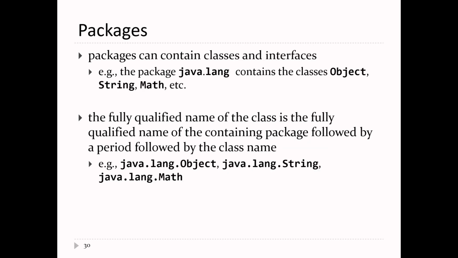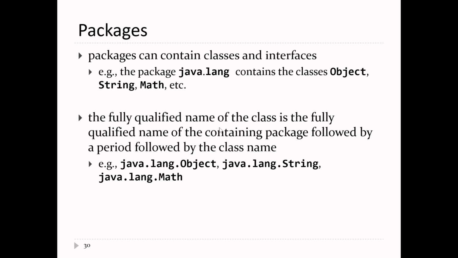Inside any package, you're allowed to put a class. So the String class and the Math class and the class called Object, those are all fundamental to the language, so they go into java.lang. And so when you put a class inside of a package, the class now has a full name as well. The full name of String is actually java.lang.String. So it's the full package name followed by a dot, followed by the class name. And so that's the fully qualified class name.